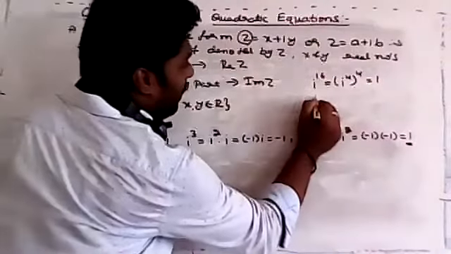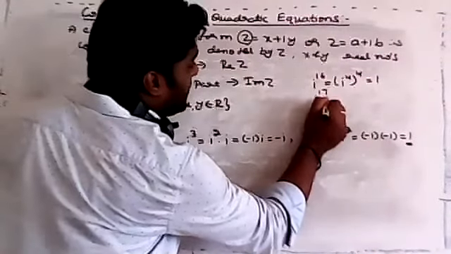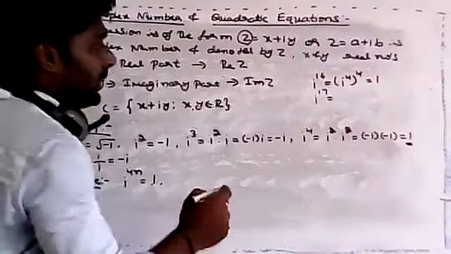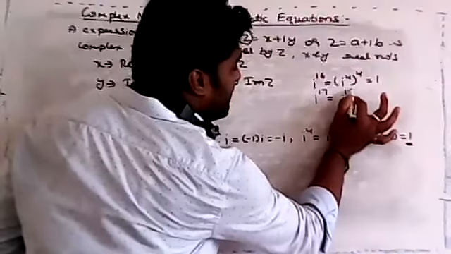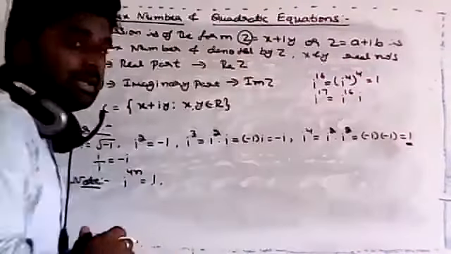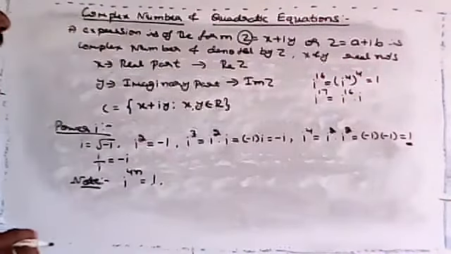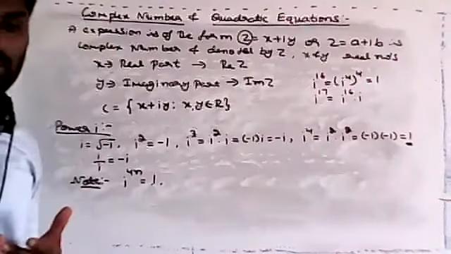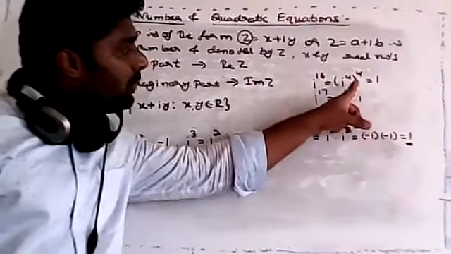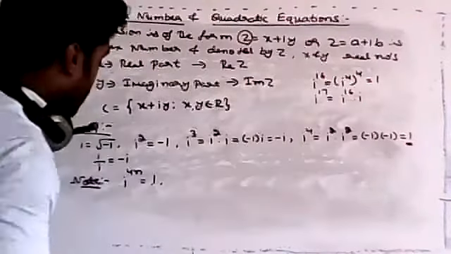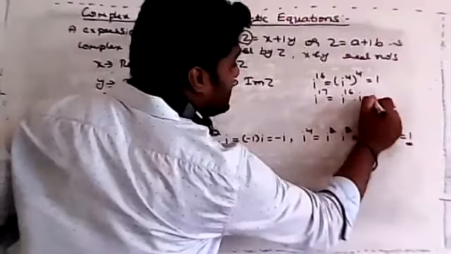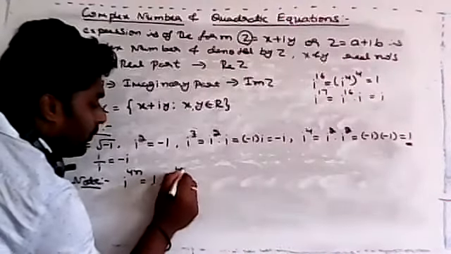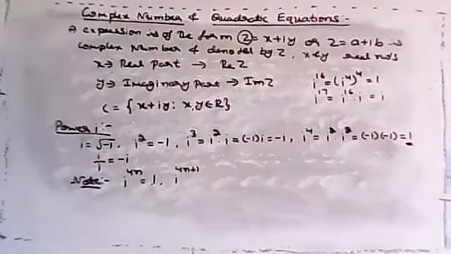Same problem I'm taking, i to the power of 17. How can we write that? i to the power of 16 into i. Correct? Multiple of 4 you have to write down, so we can write this as 4 to the power of 4. So the answer is i only. Similarly, i to the power of 4n plus 1 I'll write here.